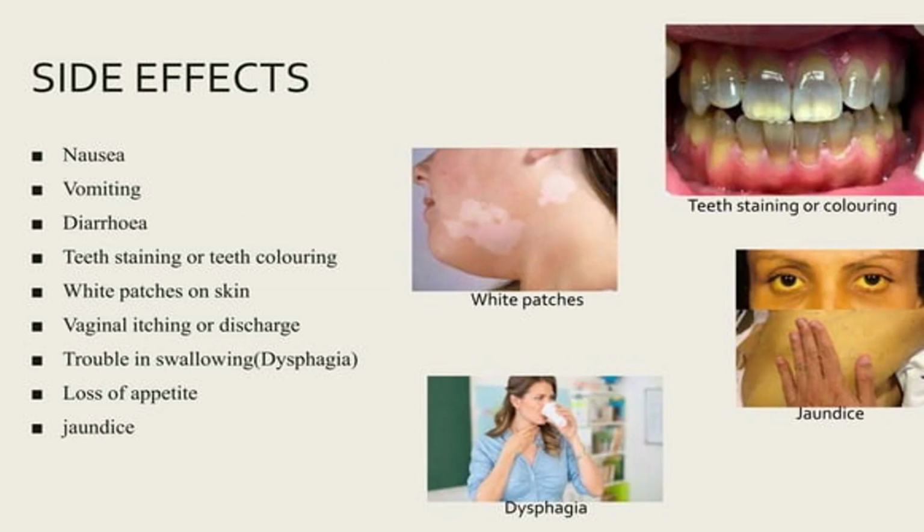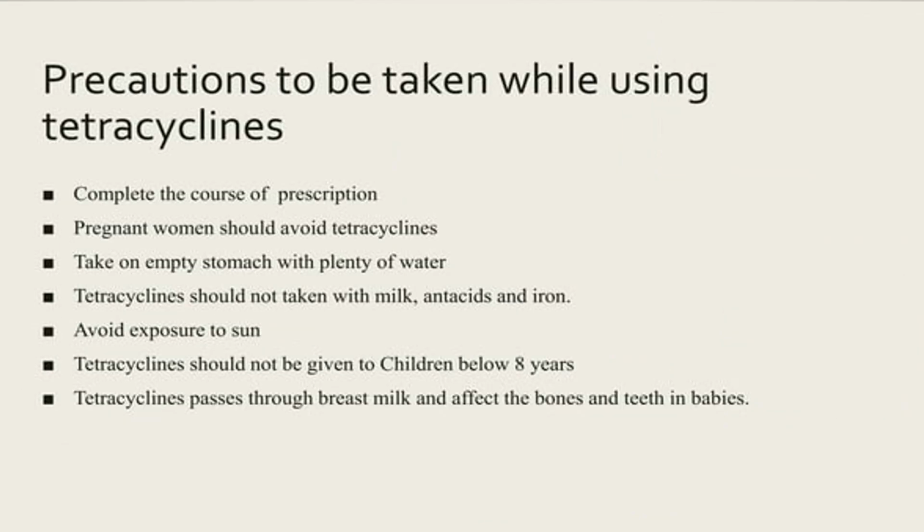Now, what are the side effects? Tetracycline has various side effects like nausea, vomiting, diarrhea, teeth staining or coloring, and white patches on the skin in some patients, vaginal itching and discharge, trouble in swallowing, dyspepsia, loss of appetite, and sometimes a person may suffer from jaundice. Now, there are some precautionary measures we have to take while using tetracycline.